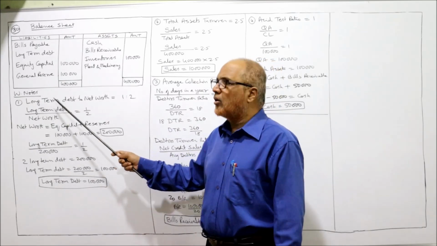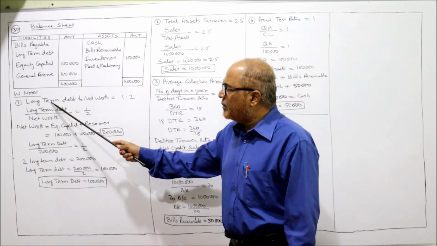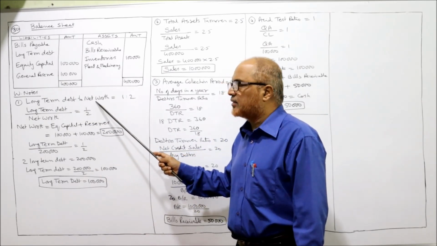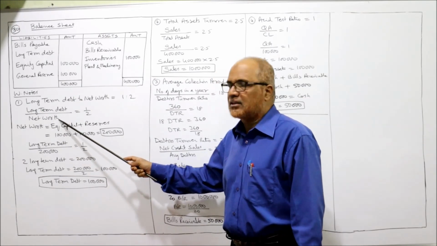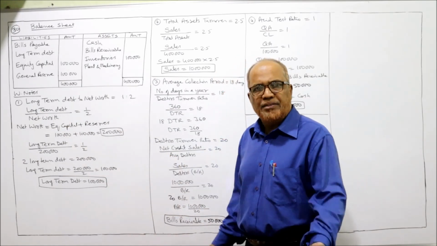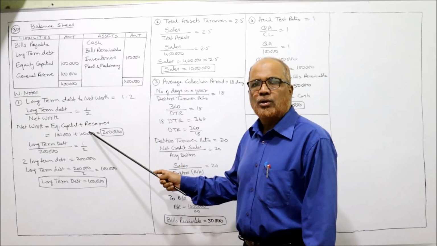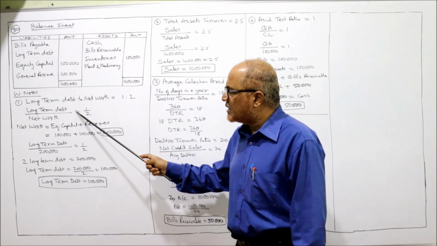First ratio given, long-term debt to net worth is 1:2. What do you mean by long-term debt to net worth? The formula is long-term debt divided by net worth is equal to 1:2, means 1/2. This is the meaning of this ratio, 1:2. That's all. Now, long-term debt by net worth is equal to 1/2.